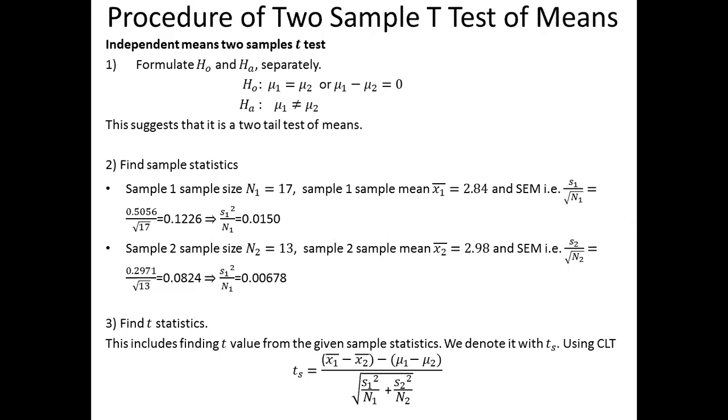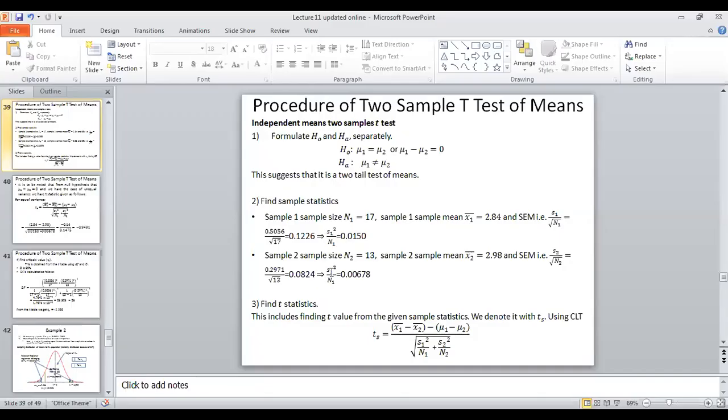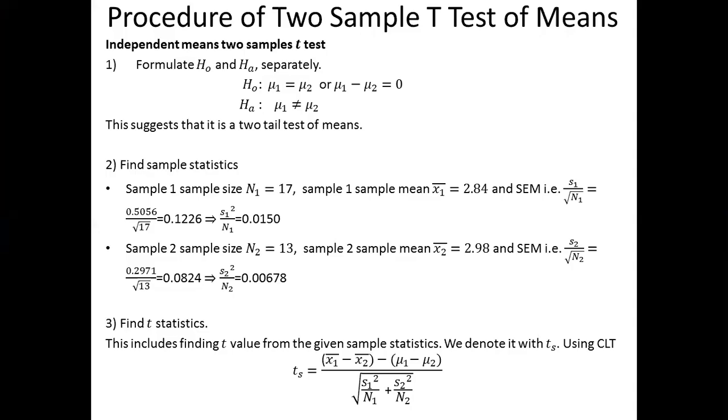And again, there's a typo. I can see the variance would be S2 square upon N2 rather than S1 square upon N1. So let me correct this typo over here. It should be S2 square upon N2 for the second sample. It should not be S1 square upon N1. So we got this typo again, but never mind. We'll correct it. So S2 square upon N2 is 0.00678.